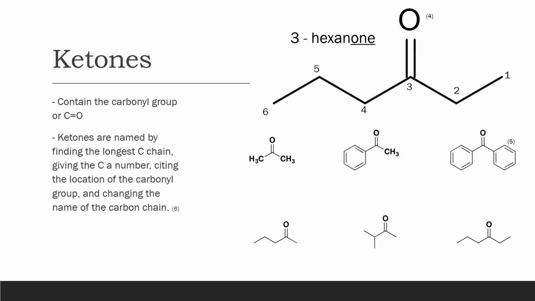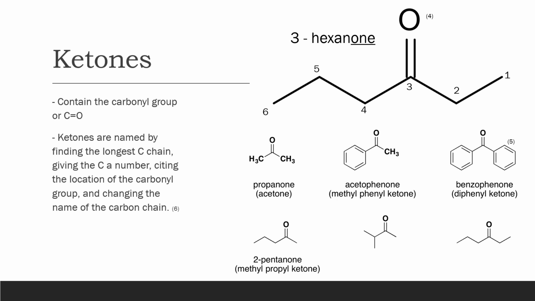For the first one, we have propanone, because we have a 3-carbon chain. We have acetophenone for the second one. For the third one, we have benzophenone. For the fourth one, we have 2-pentanone. For the fifth one, we have 3-methyl-2-butanone. And for the last one, we have 3-hexanone, which is the one we named above.